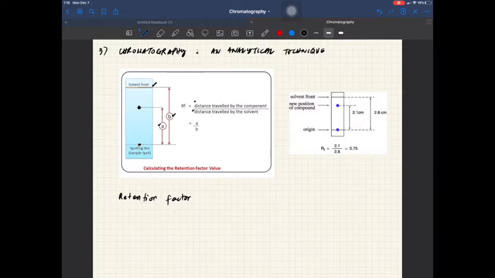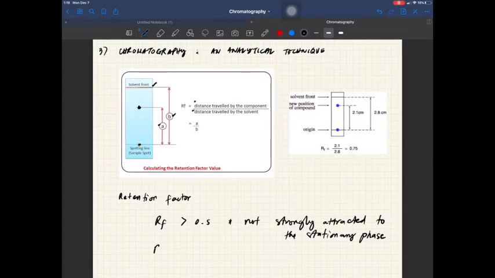So what does RF tell us? The retention factor tells us if the analyte is strongly attracted to the stationary phase or not. An RF value that is greater than 0.5 means that the analyte is not strongly attracted to the stationary phase, whereas an RF value of less than 0.5 means otherwise. So the analyte here is strongly attracted to the stationary phase.